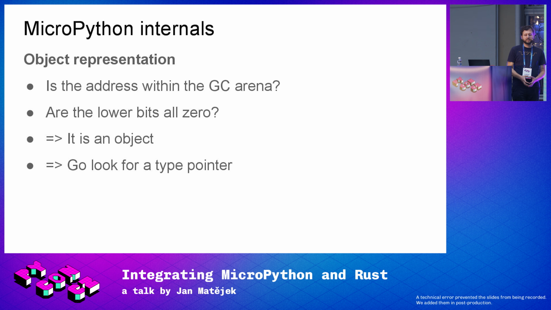The actual objects, not everything is a primitive type. The actual objects are allocated, so we need to check if the pointer points inside the GC arena, if all the lower bits are zero, and in that case, it is actually an object. And we need to look at what type of object it is.